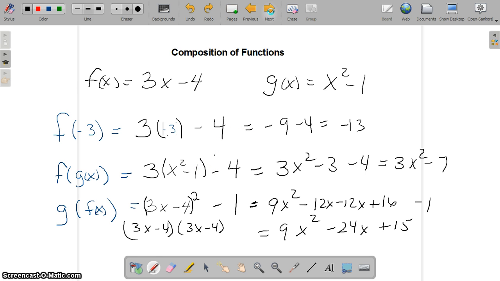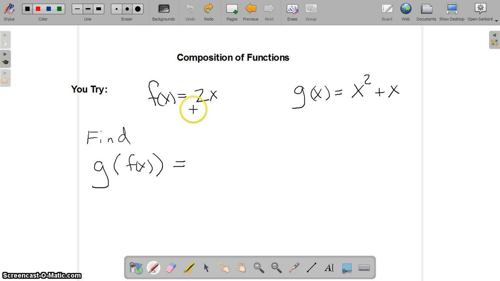Now I'm going to have you give this a try. On the next slide, you have two functions, the f function and the g function, and you're going to do g of f of x. You're going to take the f function and plug it into the g function. Go ahead and give that a try.